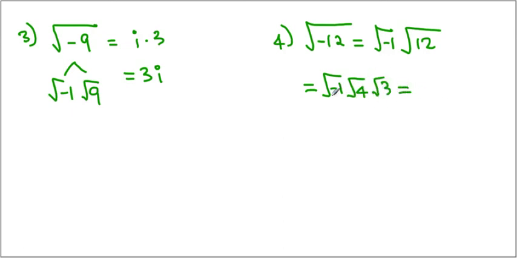Then here it goes. The square root of negative 1 becomes i. The square root of 4 becomes 2. And the square root of 3 cannot be simplified any further, so therefore it will be simply radical 3. Now, here we can write it as i 2 radical 3, or we can say 2i radical 3.